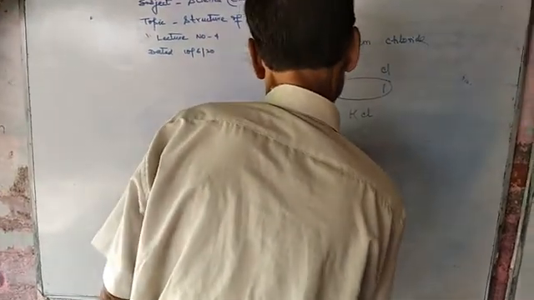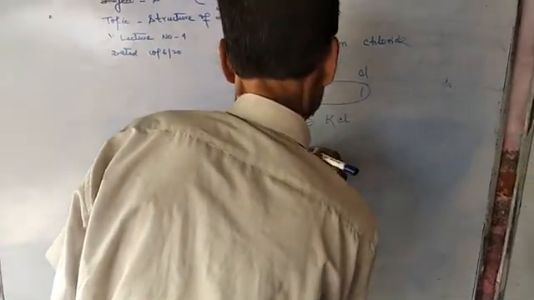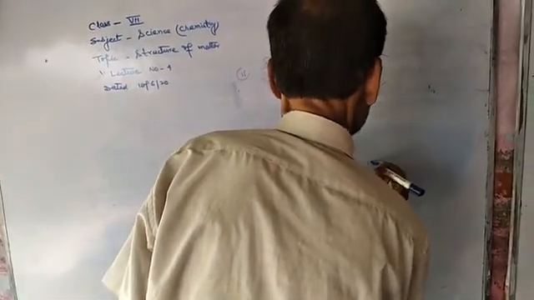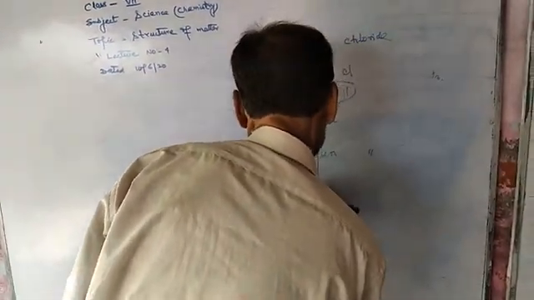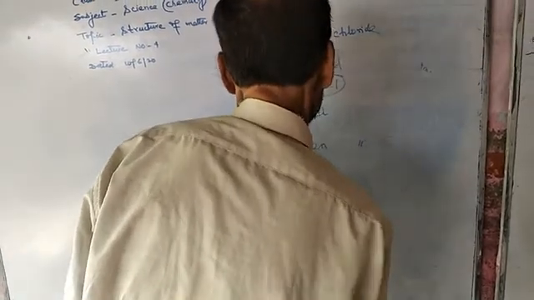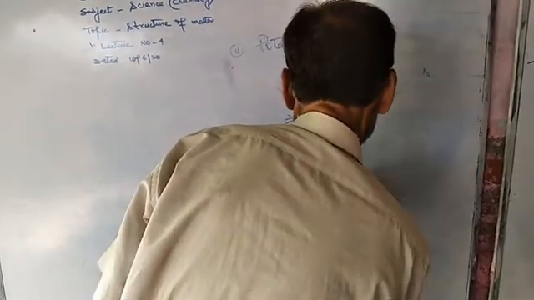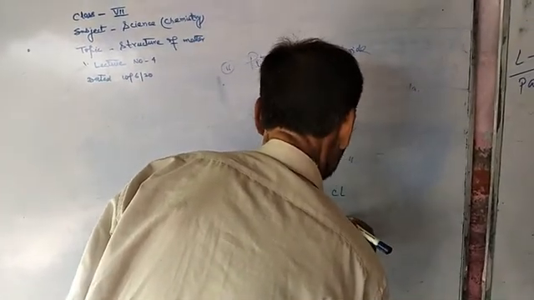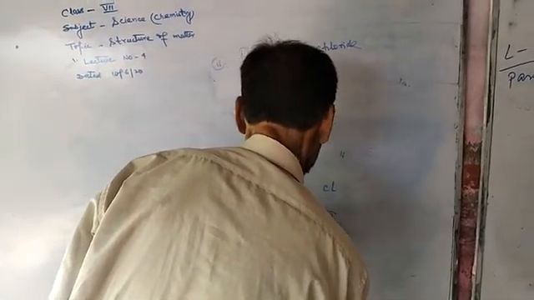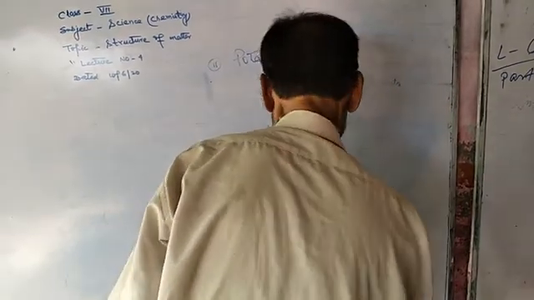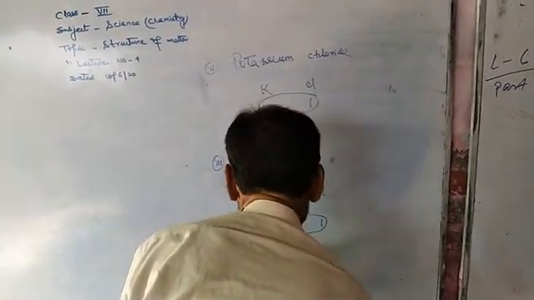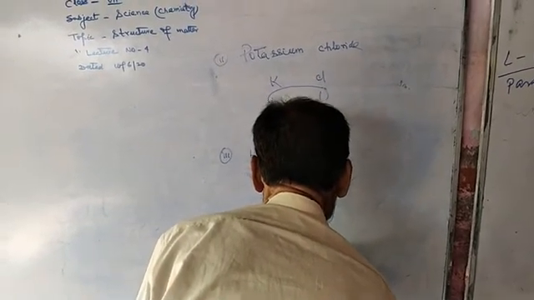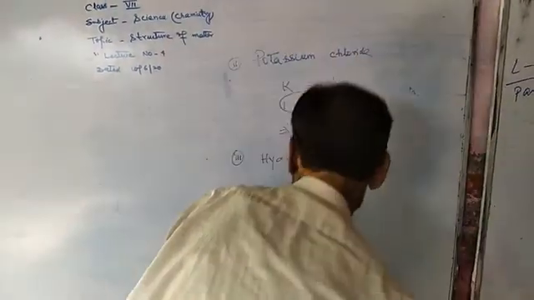Hydrogen chloride. For hydrogen we should write H, its symbol is H, chlorine Cl, valency 1, 1, it neutralizes and formula becomes HCl, that is hydrochloric acid.